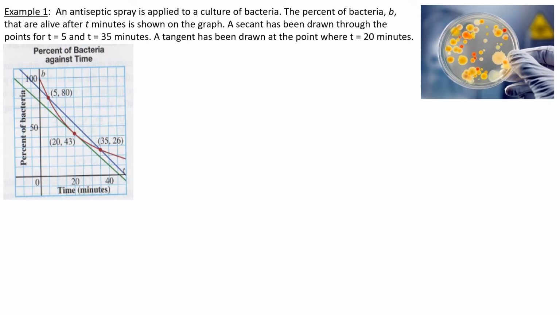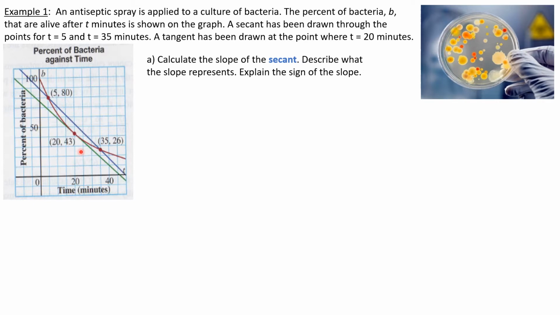Example 1. An antiseptic spray is applied to a culture of bacteria. The percent of bacteria that are alive after t minutes is shown on this graph. A secant line has been drawn through the points at t = 5 and t = 35. So here, this blue secant line goes through, the red one is the curve. The red one is the curve of our function, the percent of bacteria against time. And then the blue one is a secant line. The green one is a tangent line. So it's been drawn just through t = 20. It almost looks like it overlaps, but if we zoomed in, we would see that it wouldn't.